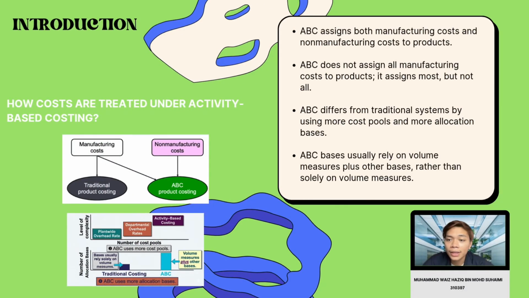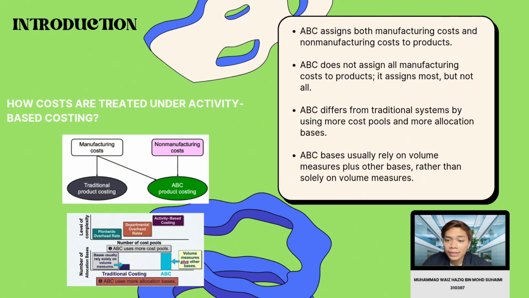So for the third slide is how costs are treated under activity-based costing. ABC assigns both manufacturing costs and non-manufacturing costs to products. ABC does not assign all manufacturing costs to products, it assigns most, but not all. ABC differs from traditional systems by using more cost pools and more allocation bases. ABC bases usually rely on volume measures plus other bases rather than solely relying on volume measures.